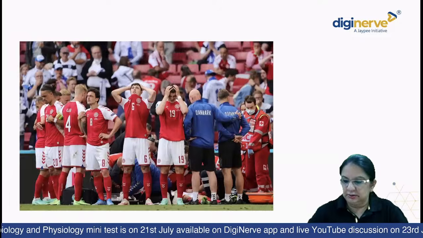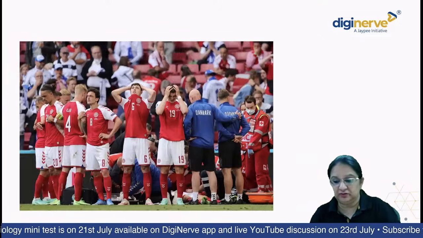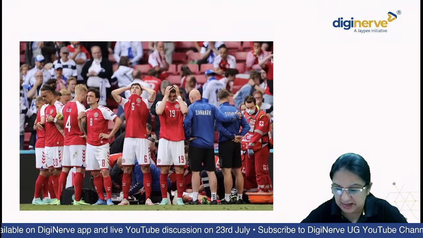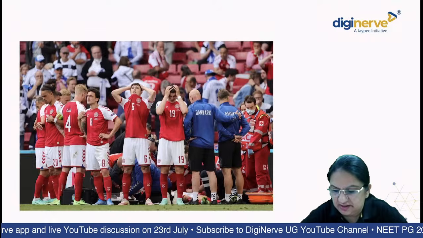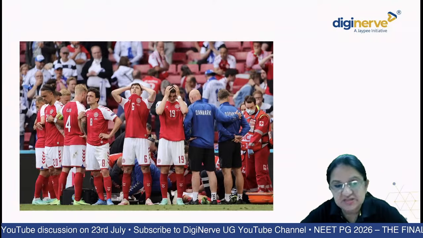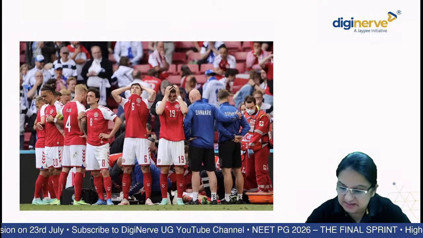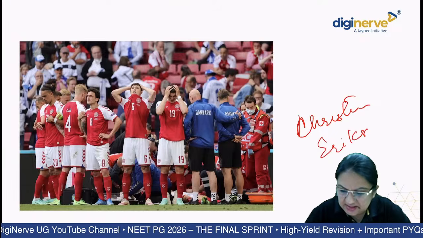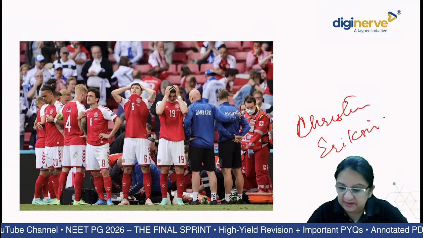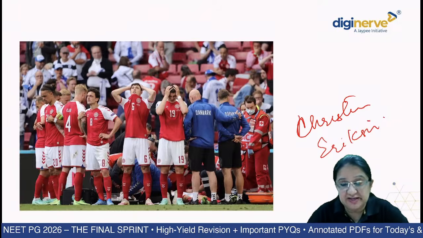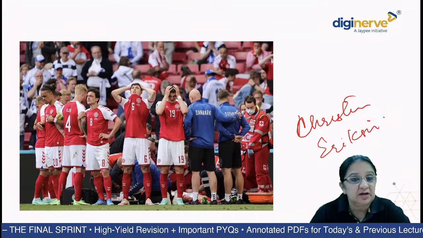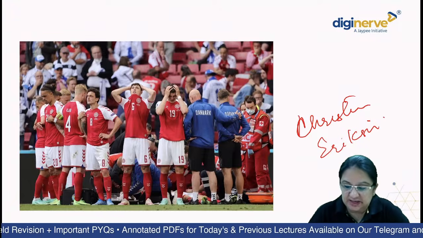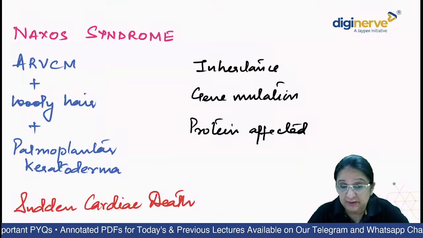Now, if you are a follower of football, in the Euro 2020 football match, a player called Christian Eriksen suddenly collapsed. Thanks to the paramedics there, CPR was given. He was later hospitalized, and an ICD was installed. And the footballer is alive now. He was diagnosed with hypertrophic cardiomyopathy.